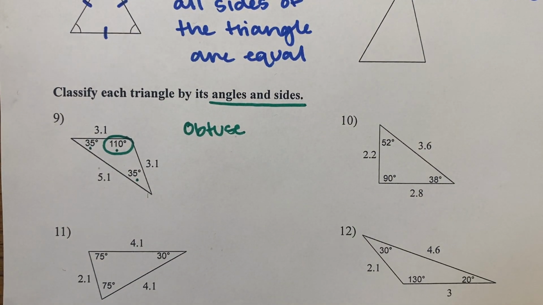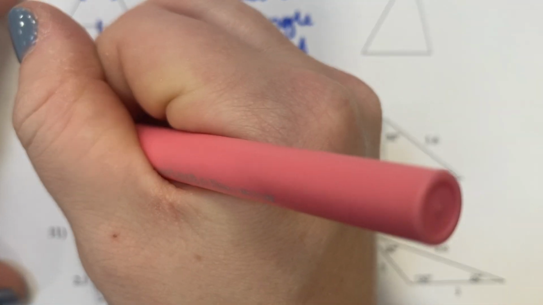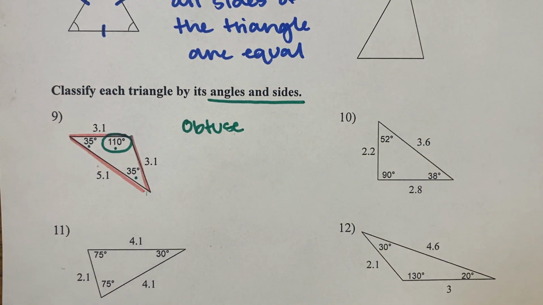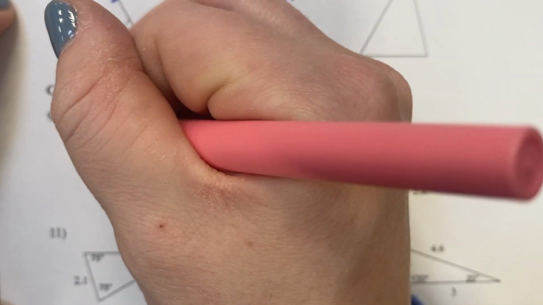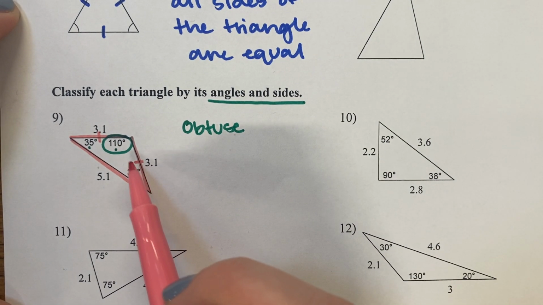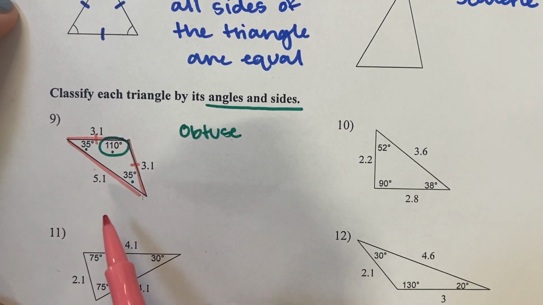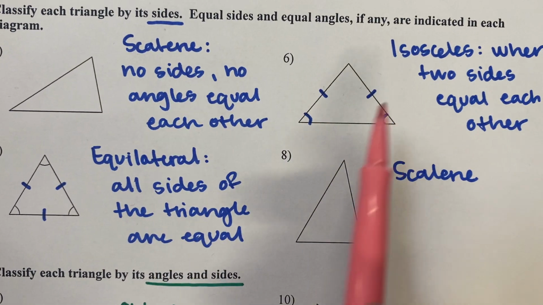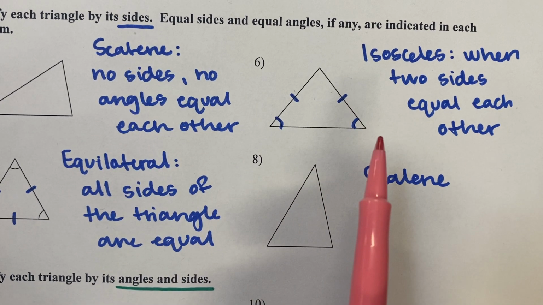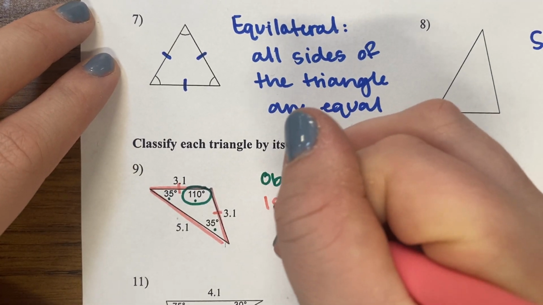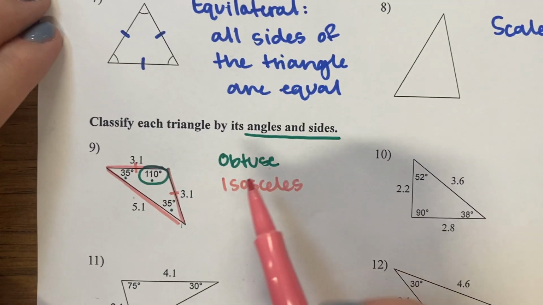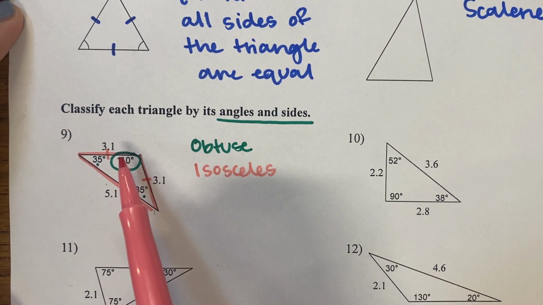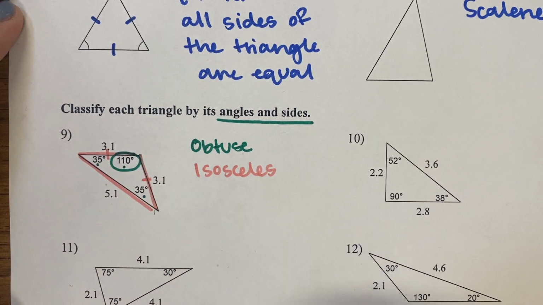Now we need to use its sides. I have a side measure of 3.1, 3.1, and 5.1. So I see that 3.1 and 3.1 are the same measure. That's why I put that little tick mark. These guys are equal. They're not equal to 5.1. So now look back at our definitions of the sides. Which definition is it when two of the sides are equal? This guy would be an isosceles triangle. So its full classification would be an obtuse isosceles triangle. Obtuse because of our angle that's greater than 90. Isosceles because two of the sides are equal to each other.